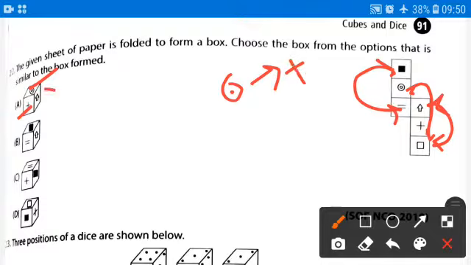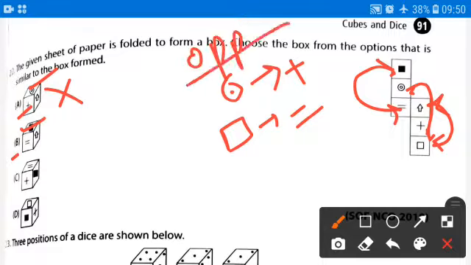So it cannot be adjacent. Option A is wrong. Similarly, this square and equals to are opposite faces. I am writing opposite ones. So this cannot be correct. Here it is showing adjacent. Similarly, square and equals to are opposite, but it is showing adjacent. So this is the wrong position.